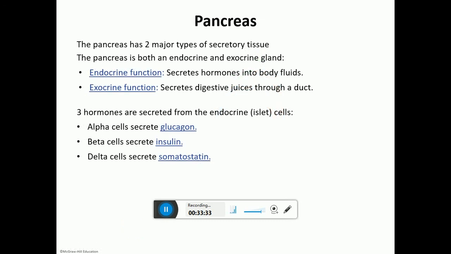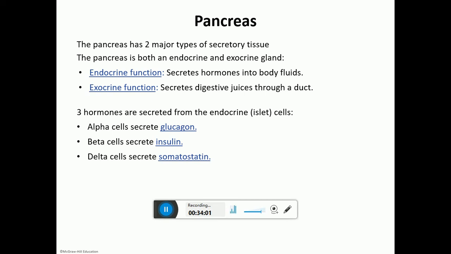The pancreas has two major functions: an endocrine and an exocrine function. The exocrine function releases the digestive enzymes that are needed in the intestine to help digest food, and those are released through a duct. The endocrine function, the one we're concerned with in this chapter, releases hormones into the blood system.